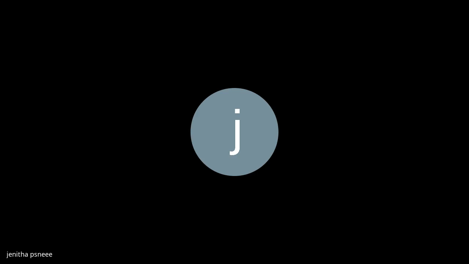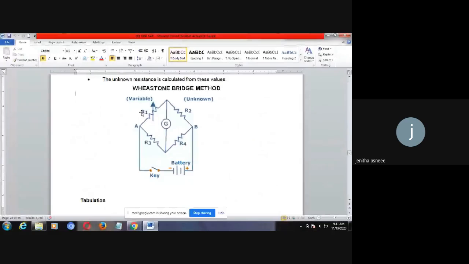So this is the diagram. R3 and R4 are the ratio arms. We will keep these fixed. R1 is a variable one. By changing this resistance, we can balance our bridge. I am going to keep R3 as a fixed resistance value, and R4 also at a fixed value. Then I will vary this resistance. This one is the unknown value, so you have to maintain this value.